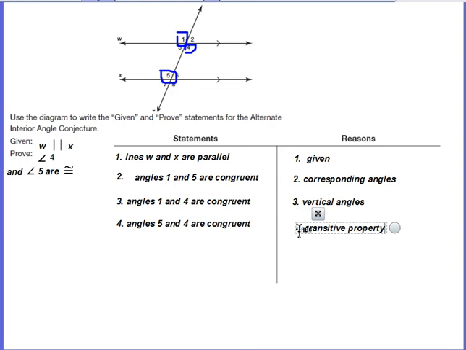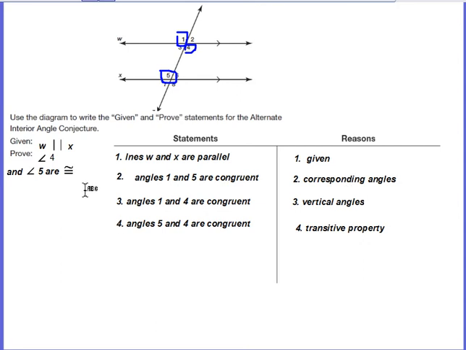The way I understand it is I'm transitioning from 1 and 4 to 5 and 4. It makes sense because if 1 is 30, 5 is 30. Since 1 is 30, 4 is 30. So that means 5 and 4 have to be congruent. And this one's done. I proved alternate interior angles 4 and 5 are congruent, using corresponding angles, vertical angles, and the transitive property.